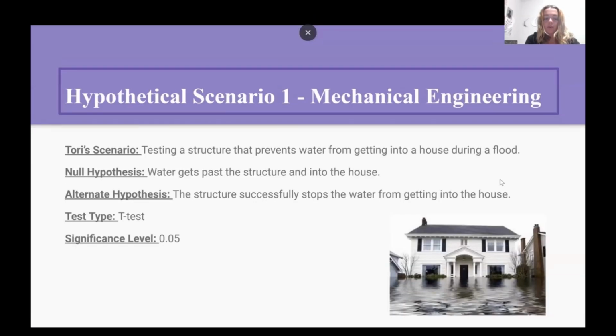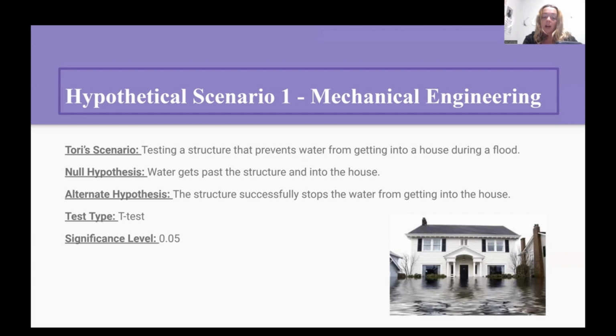As many of you know, Florida has the highest number of hurricanes in the US, and many houses get destroyed or flooded. As someone who lives on the beach and has had their house flooded, I thought it was appropriate to create a hypothetical scenario of doing a hypothesis test on a structure that prevents water from getting into a house.